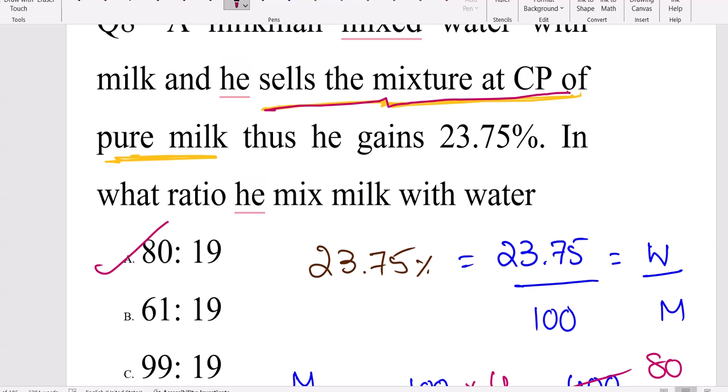Then only I can apply this shortcut. Whatever the gain is there, that is only because of water. That gain percentage, I should write it like 25% means 25 by 100, 1 by 4. Then milk to water is 4 is to 1. That's easy. If this is 23.75, that is the worry. If it is 20% gain, 20% means 20 by 100, 1 by 5. 1 by 5 is water to milk to water is 5 is to 1.